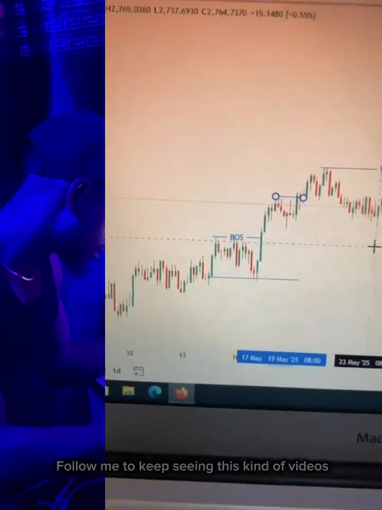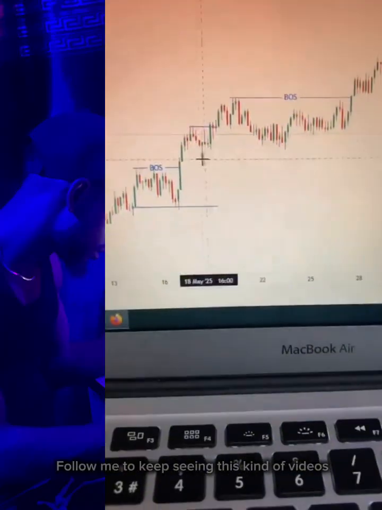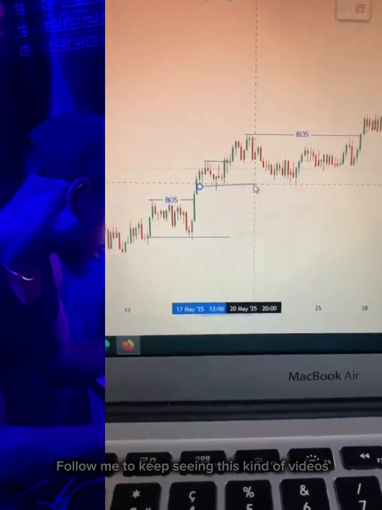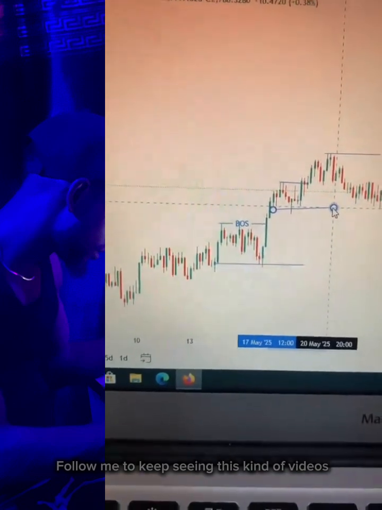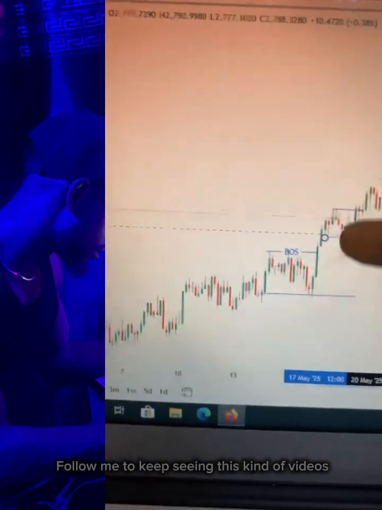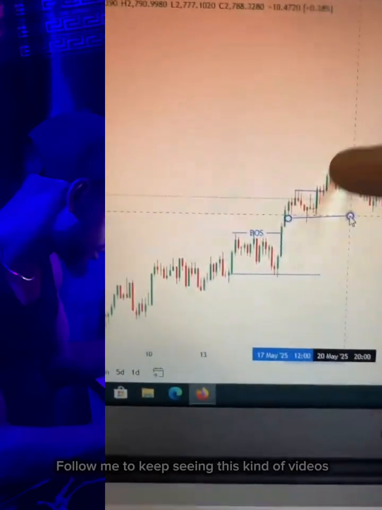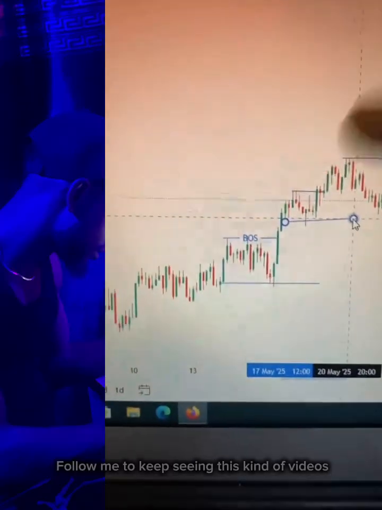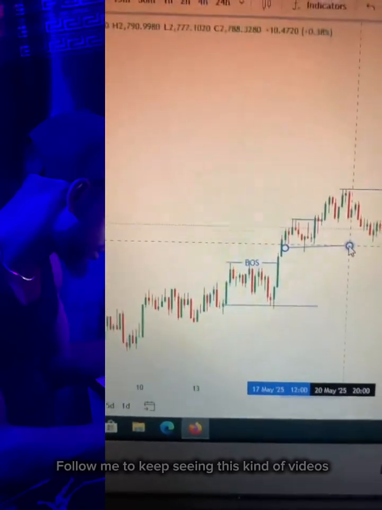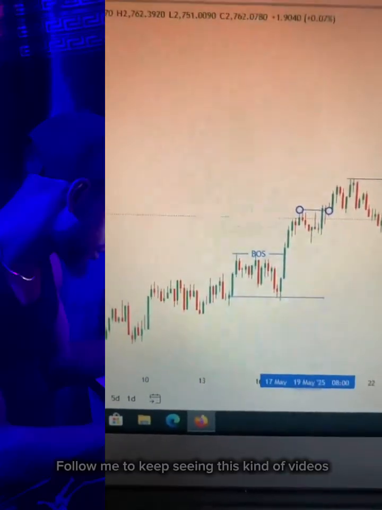Number one sign, I said price must give us a liquidity sweep. Do we see a liquidity sweep? Yes, there's a liquidity sweep here. Price swept liquidity. Two, price must give us an impulsive move. Do we see any impulsive move? No, there's no impulsive move. Look at this, they are different. So for me, this is not a valid break of structure. This is invalid.